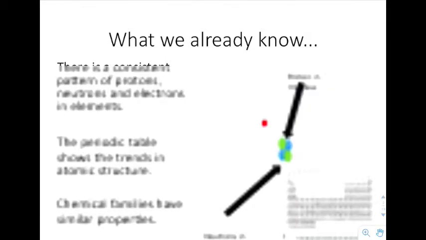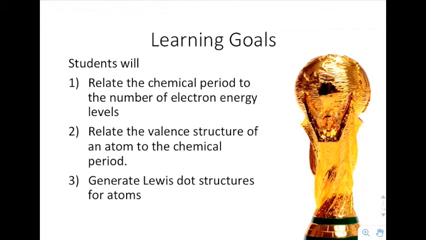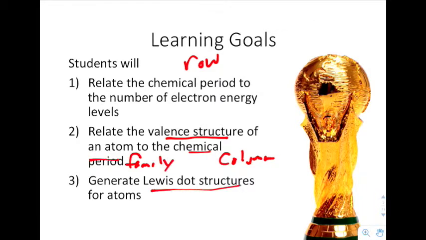So, the first thing we want to do is look at the learning goals. The learning goals for this presentation are that students will be able to relate the chemical period, that's the row on the periodic table, to the number of electron energy levels. You should be able to relate the valence structure of an atom to the chemical family, that's the column.